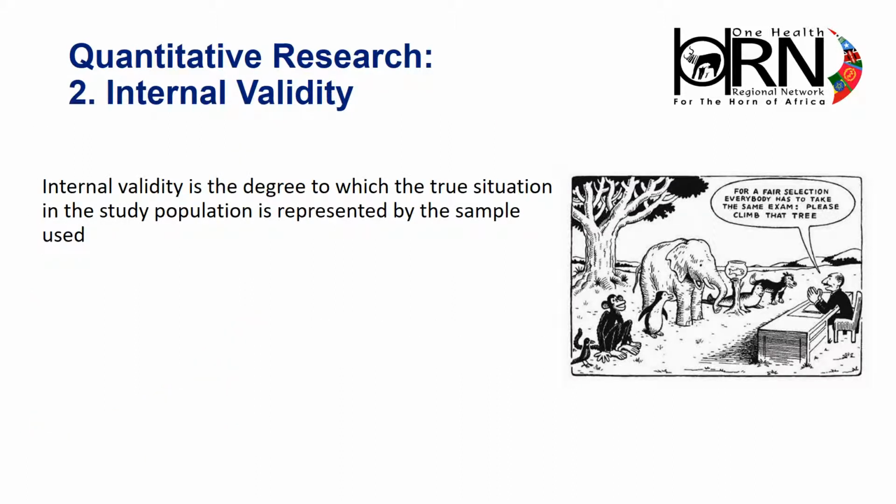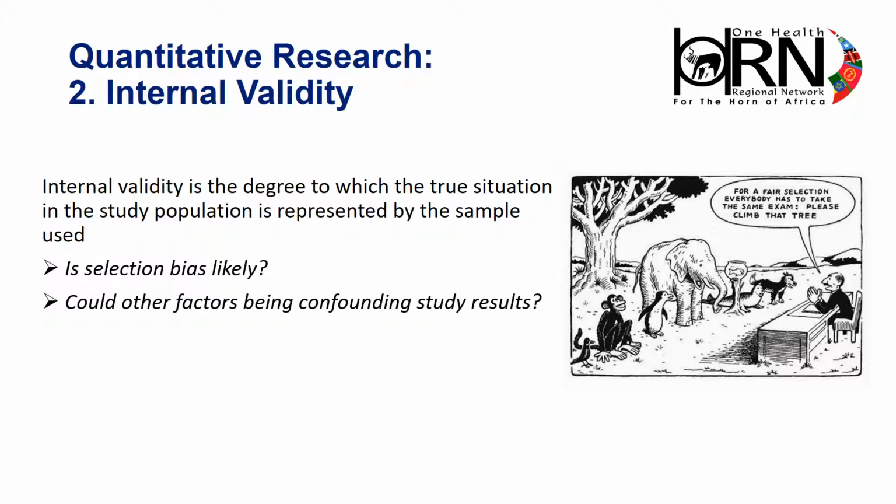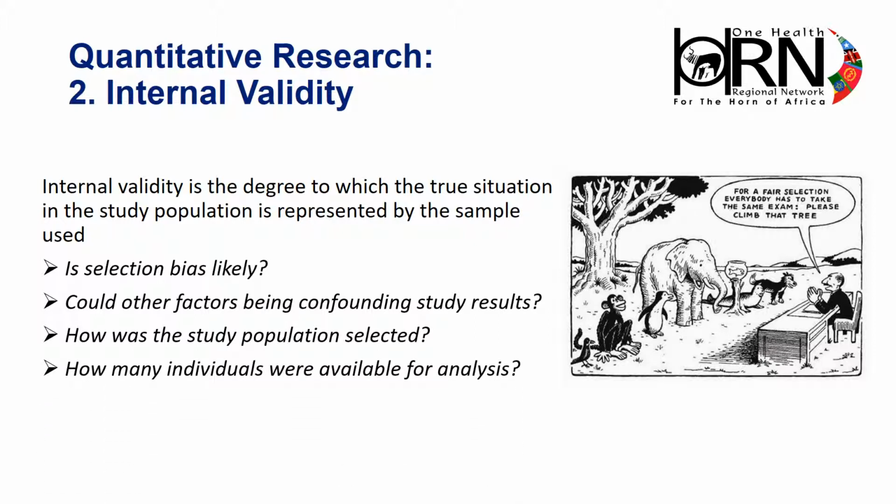The internal validity of a study is the degree to which it represents the true situation in the study population. When assessing internal validity, consider: is selection bias likely? Could other factors confound study results? How was the study population selected? How many individuals were available for analysis?